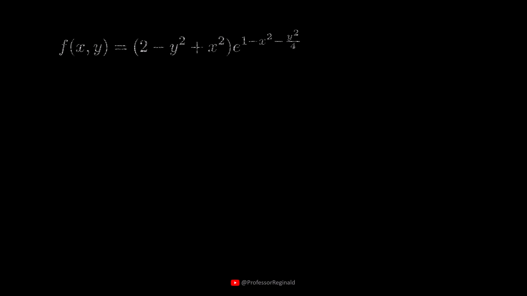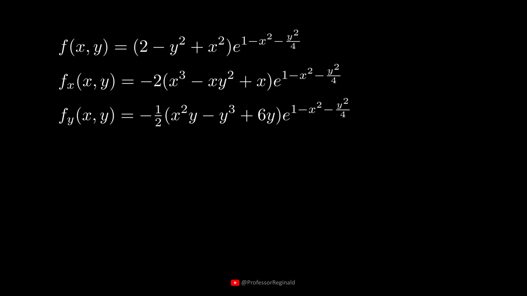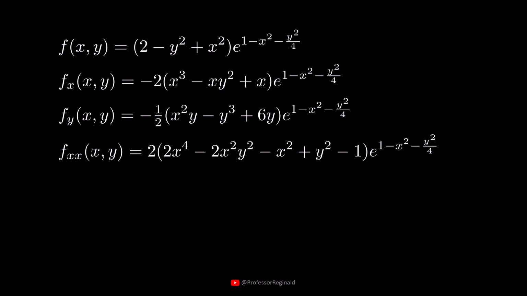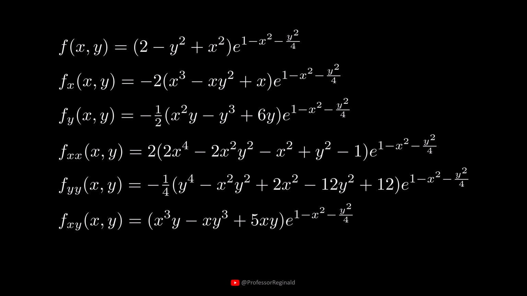Let us revisit an example from earlier. This is the first-order partial derivative with respect to x. And this is the first-order partial derivative with respect to y. Then find the second-order partial derivative with respect to x, and the second-order partial derivative with respect to y. Next, determine the second-order mixed partial derivative. Note that the discriminant is computed from these partial derivatives.